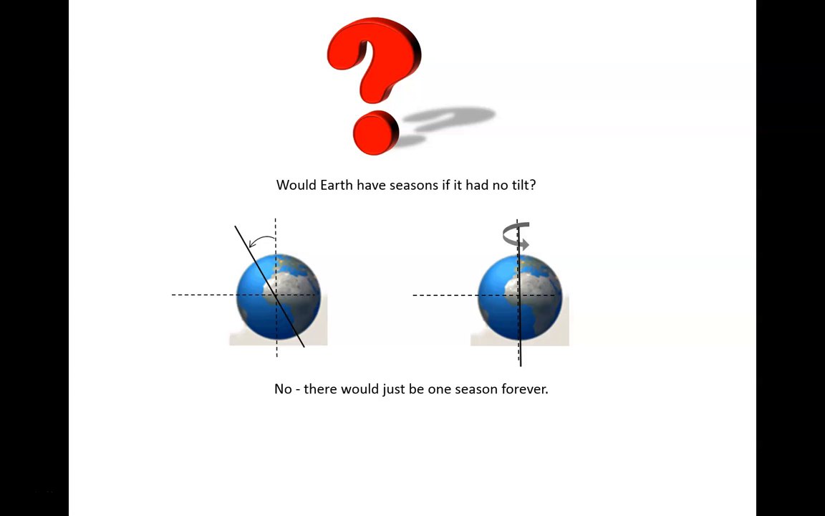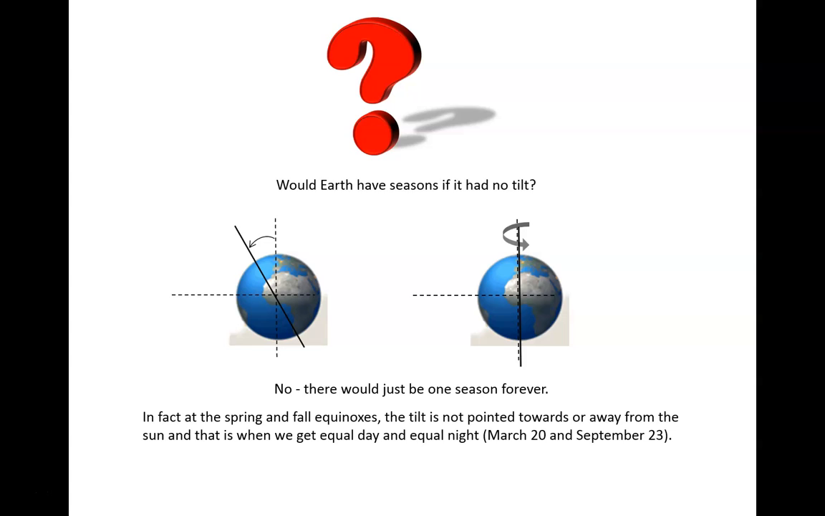The answer is that there would just be one season forever. What kind of season would it be? Remember that at the spring and fall equinoxes, the tilt is not pointed toward or away from the sun, and that is when we get equal day and equal night, March 20th and September 23rd, which are the beginning of spring and fall. Our one season could be expected to be like it is on those days. And this ends the video about seasons.